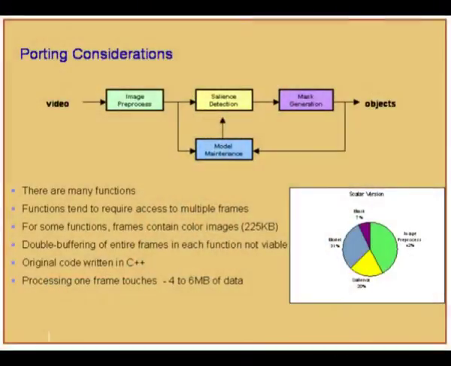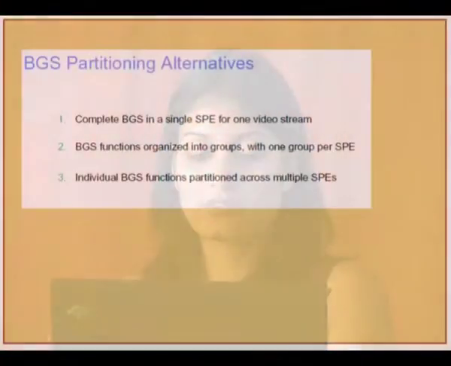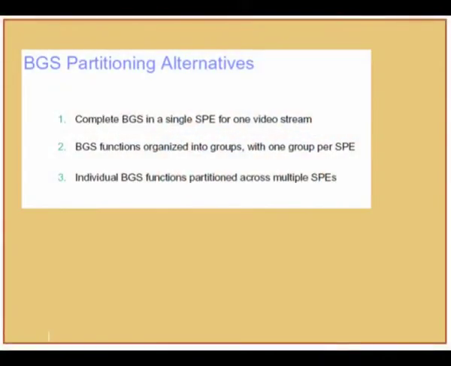And then some frames contain color images. It becomes much more complicated because it's not just dealing with 0 through 255 pixels anymore, but we're talking about 8-bit color, maybe more, 16-bit. And then the original code was written in C++, and processing one frame touches 4 to 6 megabytes of data, just one frame. So we had three alternatives, right? Complete the BGS, the background subtraction, in a single SPE for one video stream. So take one stream and then finish it in one SPE.